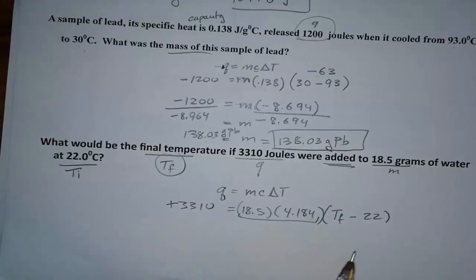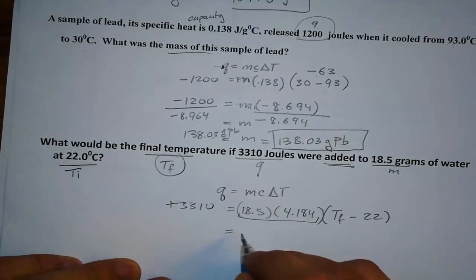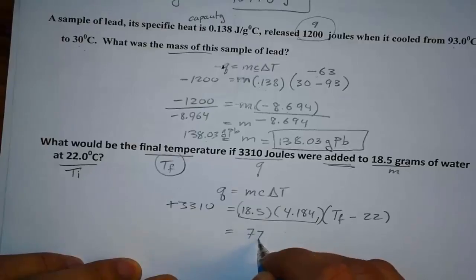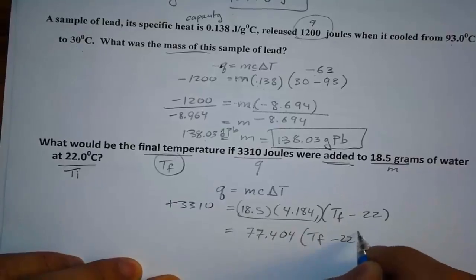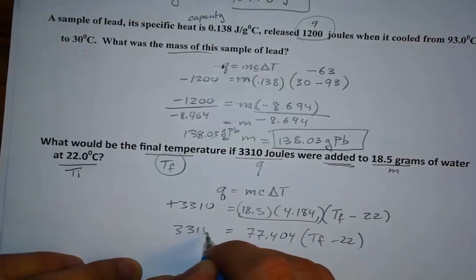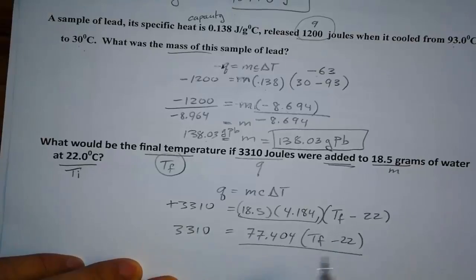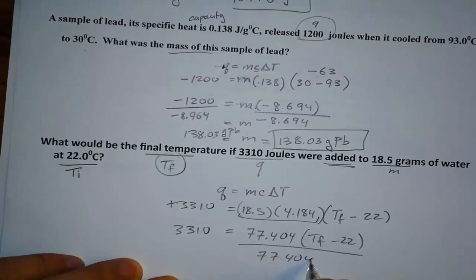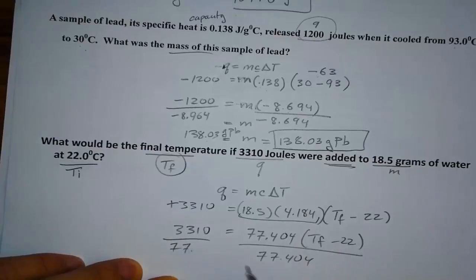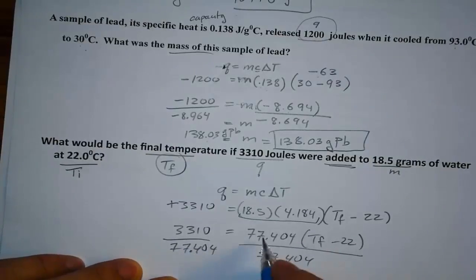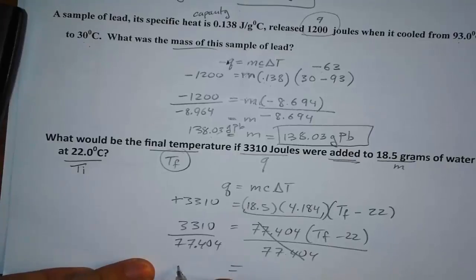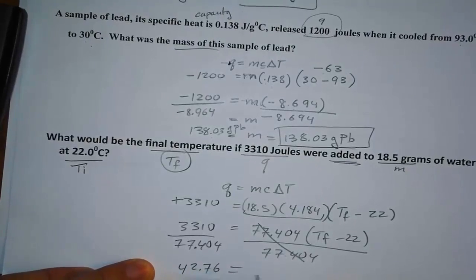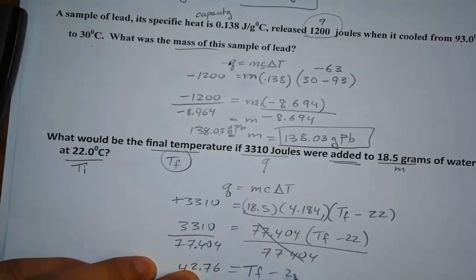Okay, so let's simplify this. I'm going to multiply this and get a number. And of course, in this case, I have 77.404 times Tf minus 22. And over here, we have 3310. Can I divide both sides by 77.404? That cancels out, of course. And we have 42.76 equal to Tf minus 22.